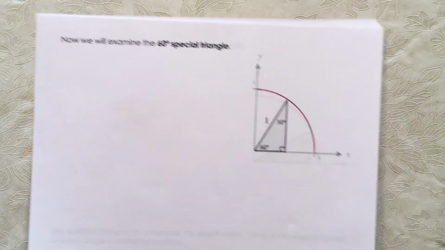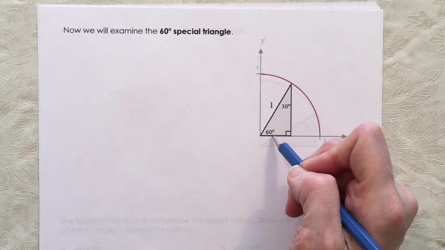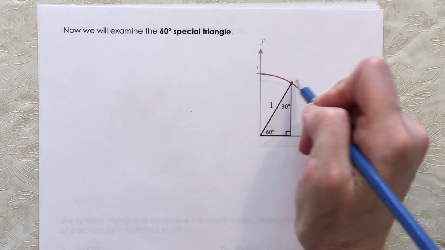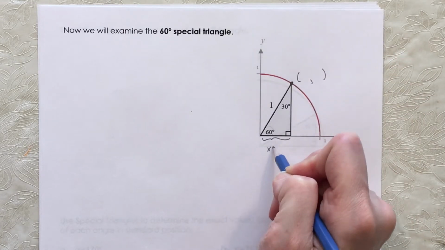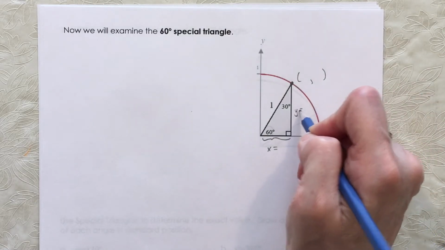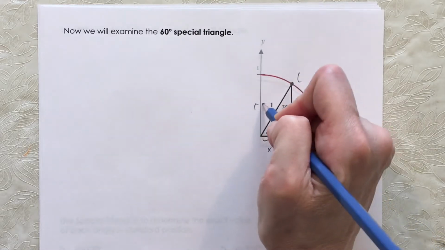All right, on to our next special triangle. So now we're going to look at the 60-degree special triangle. So you can see there's our 60-degree angle. Here's our point on the outside. So we want to know how long is x in our special triangle and how long is the y value. And we're given that r is 1 again.